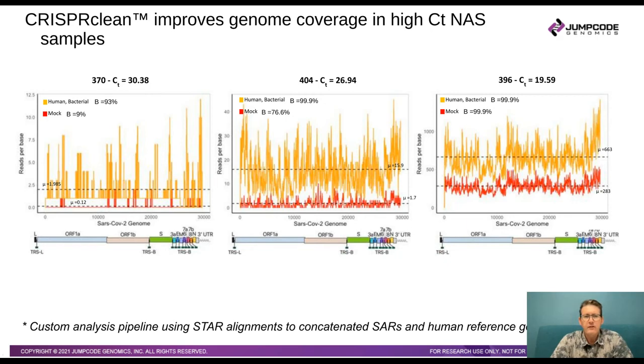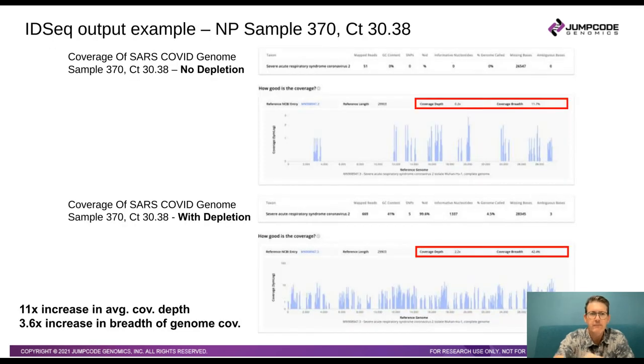Just as an orthogonal validation, we wanted to look at these same types of coverages using the ID-Seq analysis platform. The previous graphs were shown using our in-house custom analysis platforms, but using the ID-Seq, we're seeing much of the same type of information show up with sample 370 here.